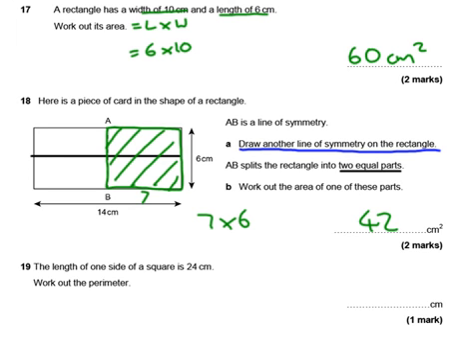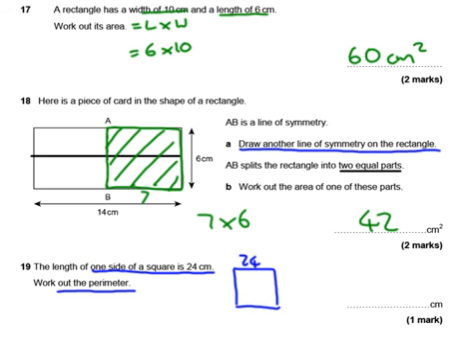Okay, question 19. The length of one side of a square is 24 centimeters. Work out the perimeter. Another one of those questions with no diagram. You've got to read it a couple of times to understand what's going on before you fully work it out. So it says the length of one side of a square is 24 centimeters. If I drew my own diagram, a square looks something like that. I know that one side is 24 centimeters. It wants me to work out the perimeter.